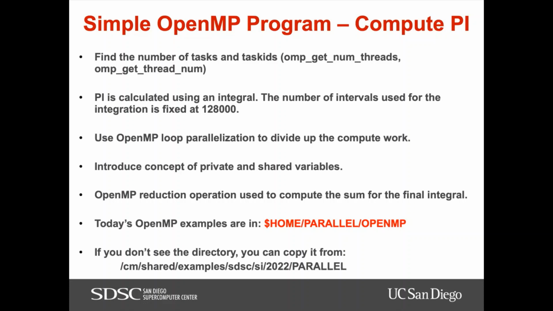And we did a simple OpenMP loop parallelization in this code, and it just introduces the concept of private and shared variables. And then in the end, there's a reduction to compute the sum for the final integral. All of today's examples are basically in this parallel directory that I already copied to all your accounts. So you should have it. If you don't have the parallel directory, you can copy it from this location, but I think all the training accounts should have it already.